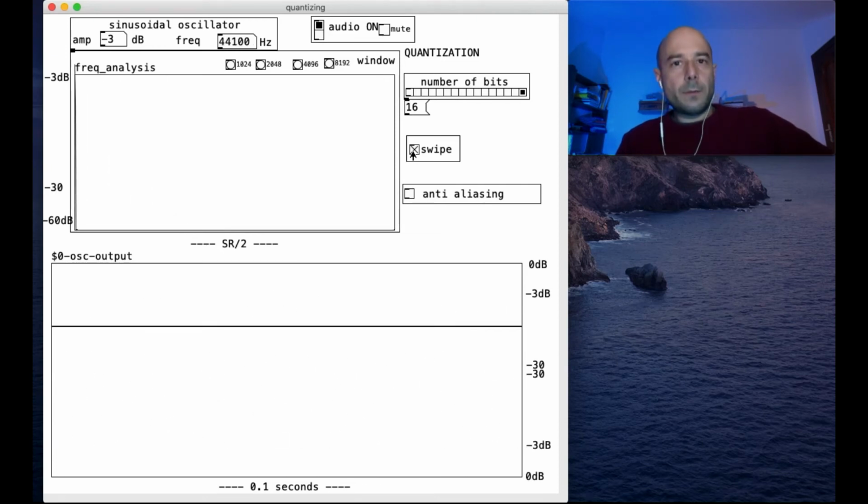We can see the same phenomenon with an oversampling and anti-aliasing filter, and we will see in this case that most of the aliasing will be filtered out.